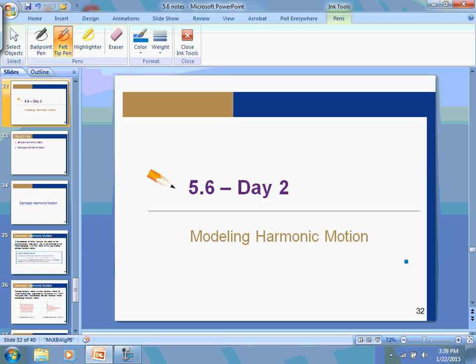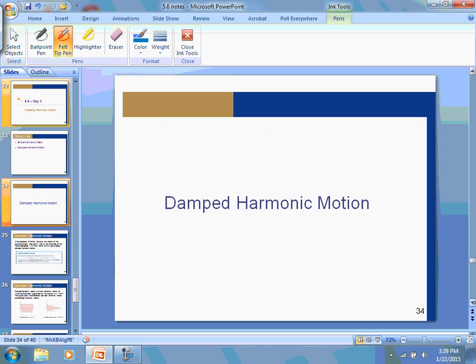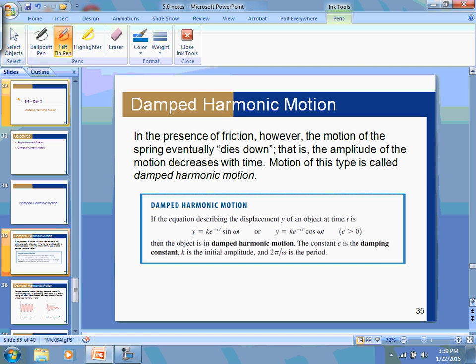These are the notes for section 5.6, day 2, entitled Modeling Harmonic Motion. And today we're going to talk more about damped harmonic motion. The previous section of notes talked about simple harmonic motion. So damped just tweaks that a little bit, and it has a different equation.